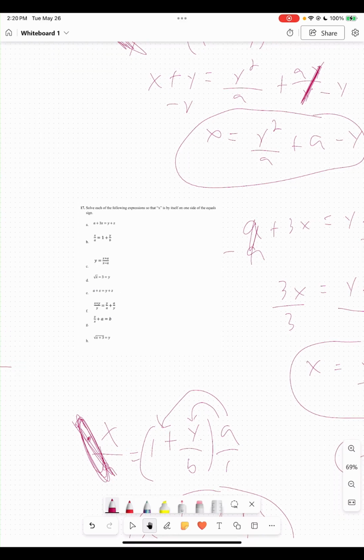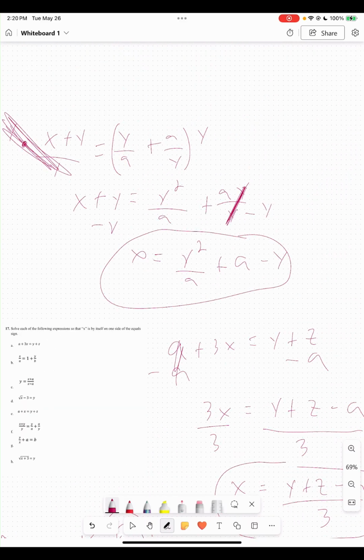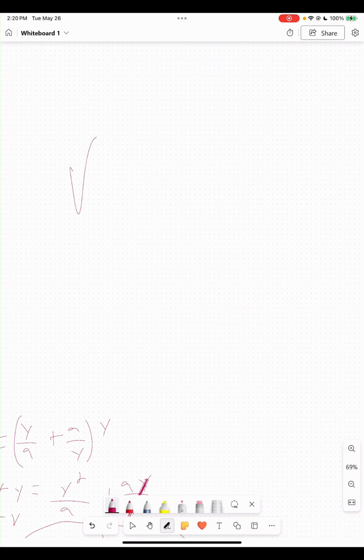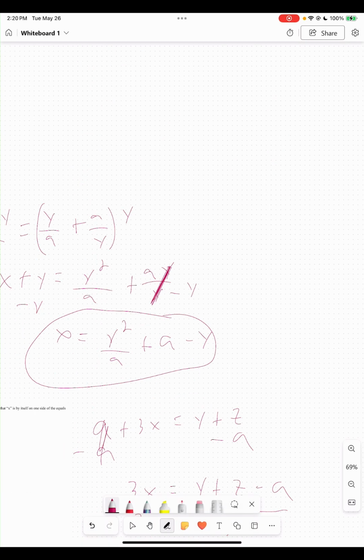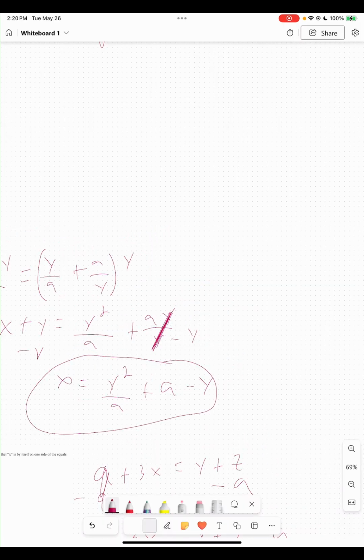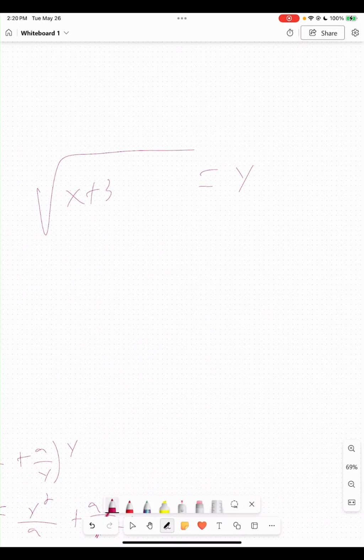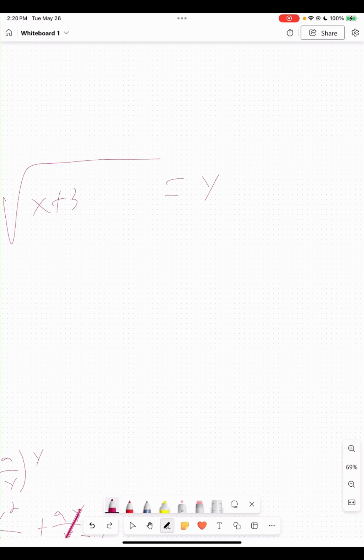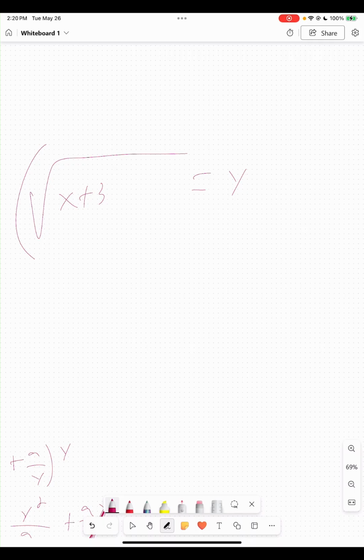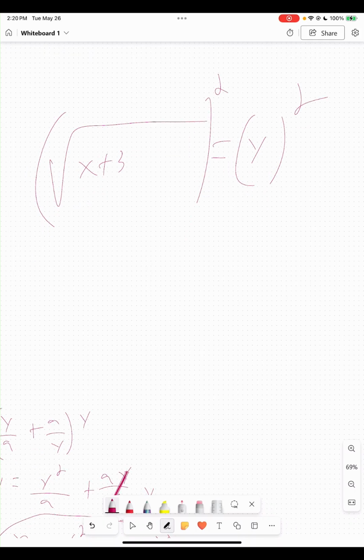And then last one, square root of x plus 3 equals y. So here my x and my 3 are both under the square root sign. Because the entire left-hand side of my expression is under the same square root sign, I can just square both sides of this. So if I take this term and square it, I can take this term and square it. So that just gives me x plus 3 equals y squared.